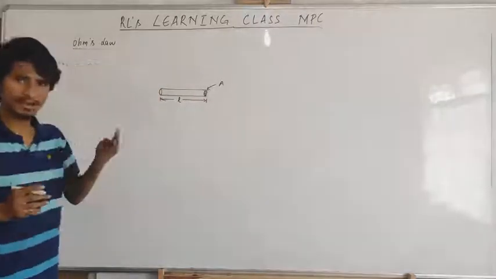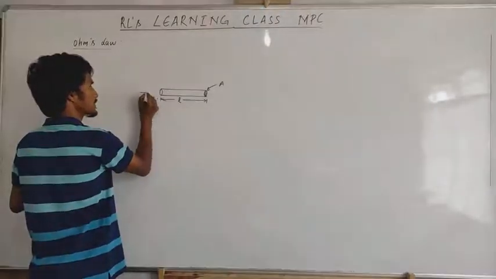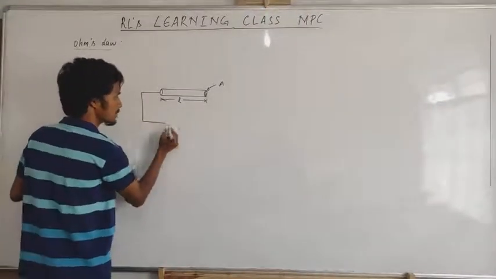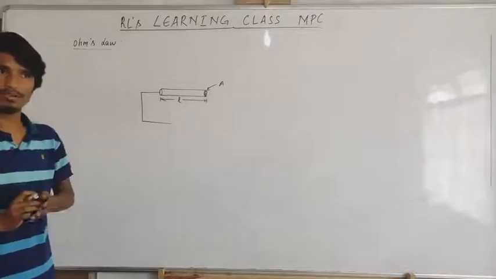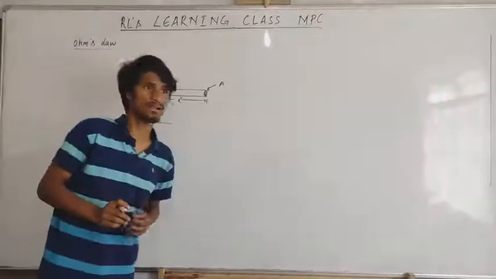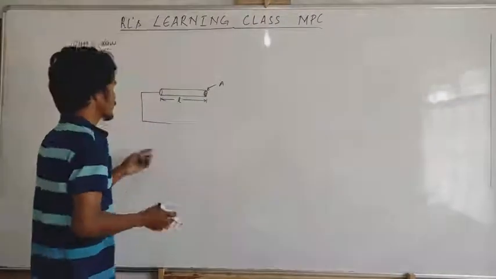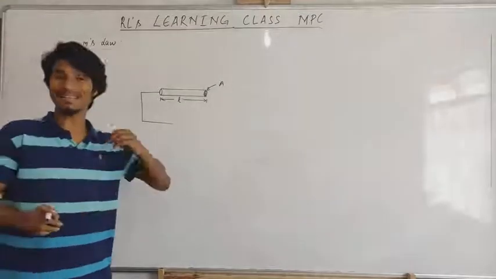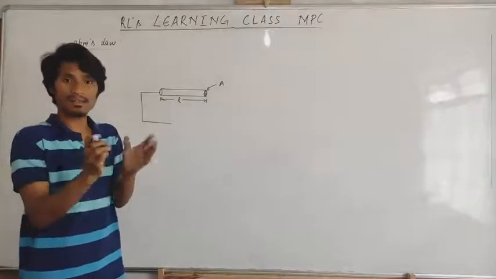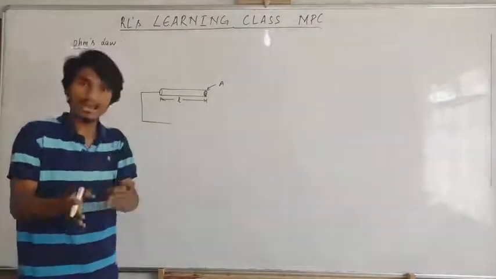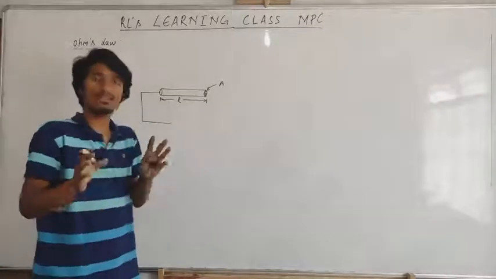And let's say this conductor is connected to a battery. Don't worry, we will come to what this battery and cell are. After the topic of Ohm's law, I'll come to electric circuits. When we do that topic, we'll look at what a battery is, what a cell is, and what a resistor is. So many things are there.